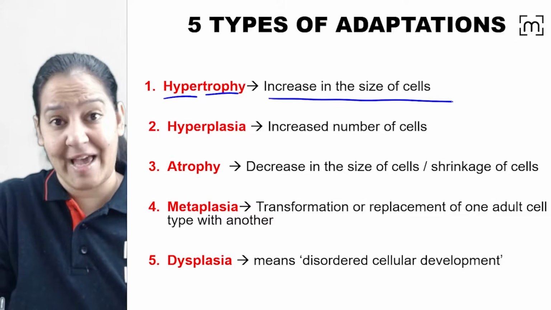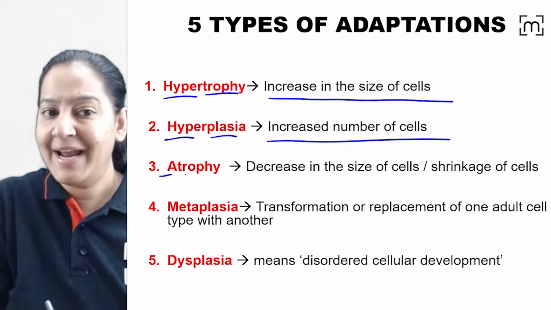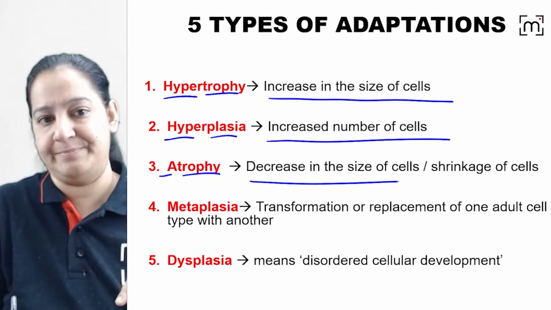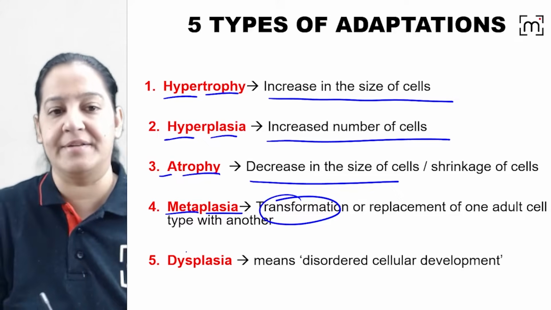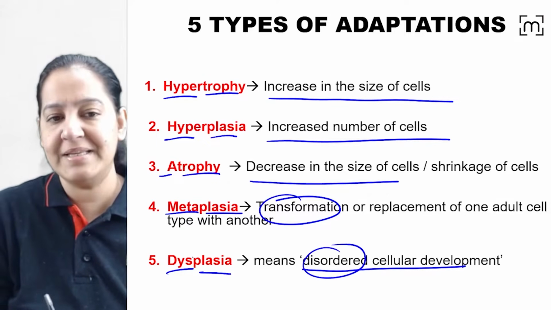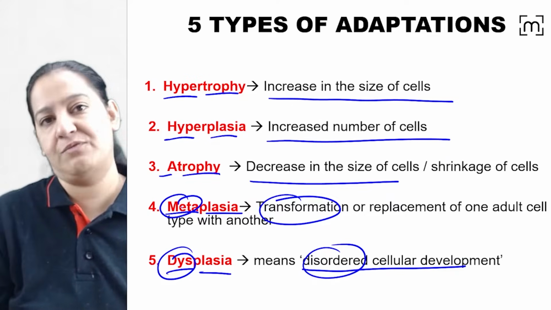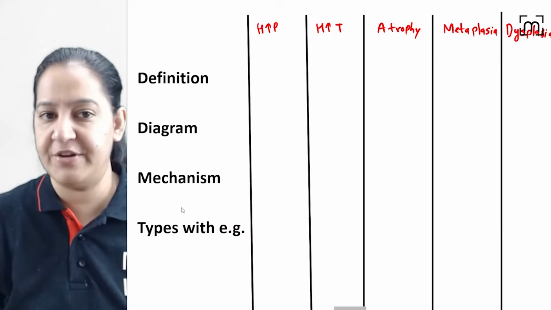Hypertrophy, increase in size. Hyperplasia, increase in number. Atrophy, decrease in size. Metaplasia, transformation of one type of cell to another. And dysplasia, disordered development. So dys means disordered, meta means transformation, right? I guess everyone got the meaning of the 5 types of adaptations.